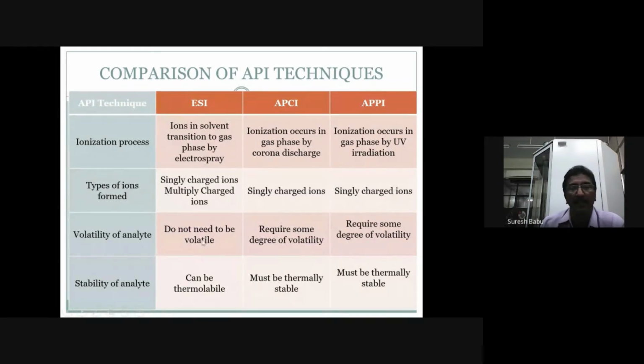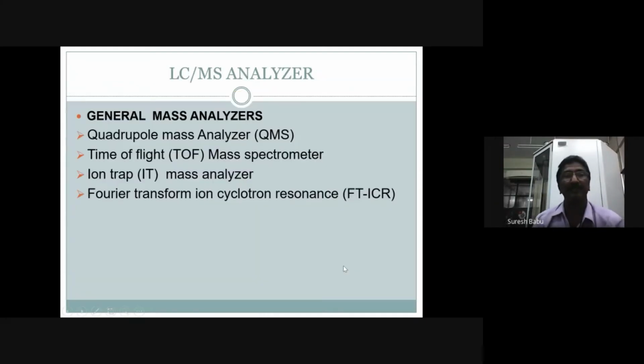Then here, volatility is not a problem, but in the other two the sample should be volatile. Then, since a heater is used, the sample should be thermally stable in the last two cases. So now we are going to the next part.